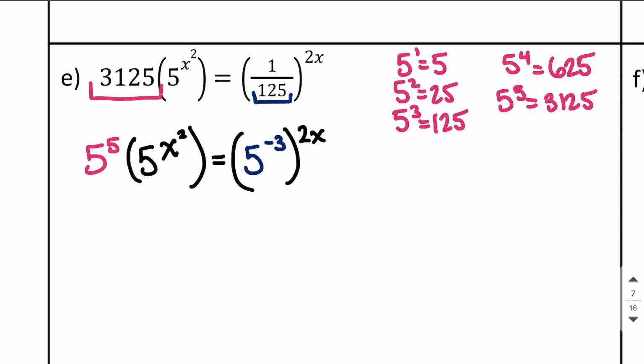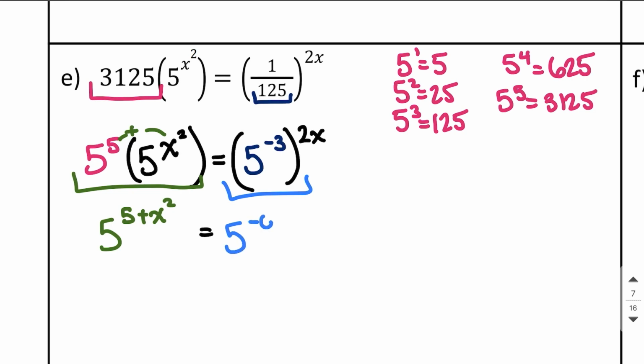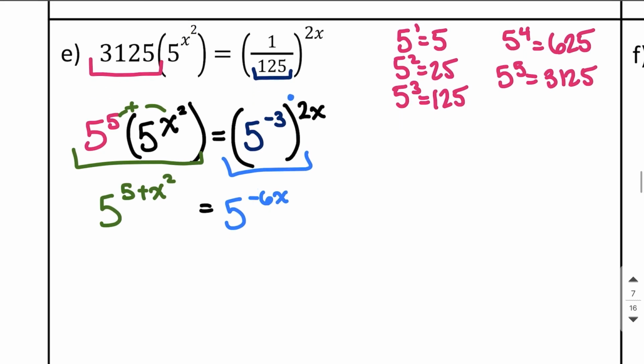And now I'm just going to apply my exponent law so that I can get a single term with a single base on each side. So here, because I have multiplication, I need to add these exponents here. So this side right here would turn into 5 to the power of 5 plus x squared, because we would add our exponents together. And then on the other side right here, this would turn into 5 to the power of negative 6x, because we have a power to a power, which means that you need to multiply your exponents together here.